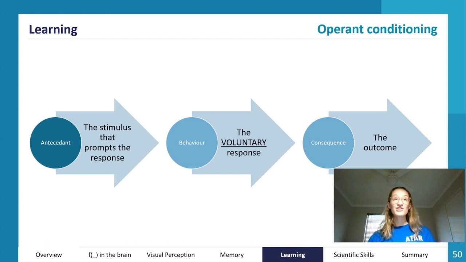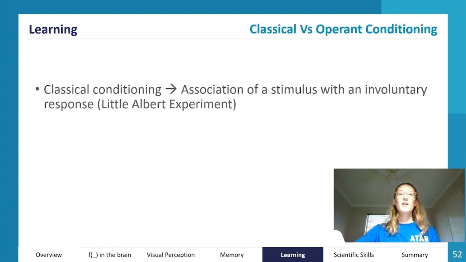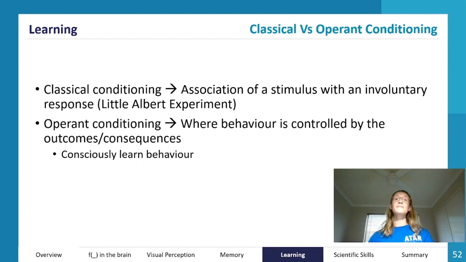Moving on to our second major type of learning, which is operant conditioning. Operant conditioning is a little bit different to classical conditioning, and I believe I'll put some slides in on this. Classical conditioning is the association of a stimulus with an involuntary response. So little Albert and Pavlov's dogs were not actively involved in the learning process. The learning was not conscious. It was subconscious, whereas the stimulus was just associated with a response. Whereas in operant conditioning, the behavior is controlled by the outcomes or the consequences. So it's a consciously learnt behavior.